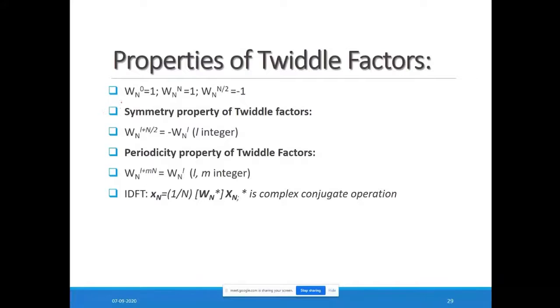First we calculated these terms. Then we went to the symmetry property, where we replace this n by 2 value with minus 1, so a minus sign will be here. In the second case, the periodicity property, we took the term omega suffix n raised to L plus mn is equal to omega suffix n raised to L, where L and m are integers. Here we replace this term with the value 1. So this is about the properties of the twiddle factor.